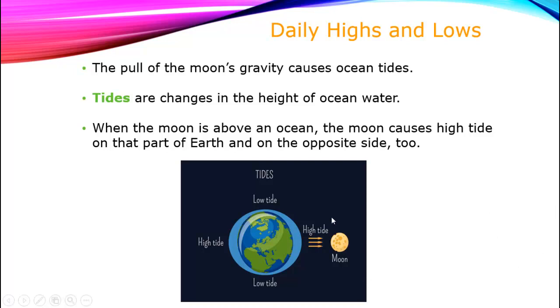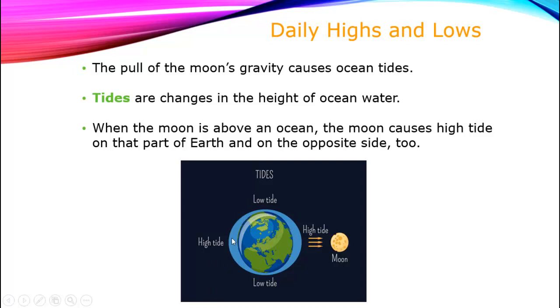It happens when the moon is above an ocean. The moon causes a high tide on that part of the earth and on the opposite side too. So, the tides happen when the moon is above an ocean. This causes the high tide at this part of the earth and on the opposite side too.